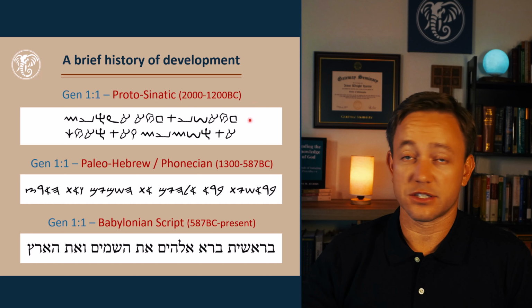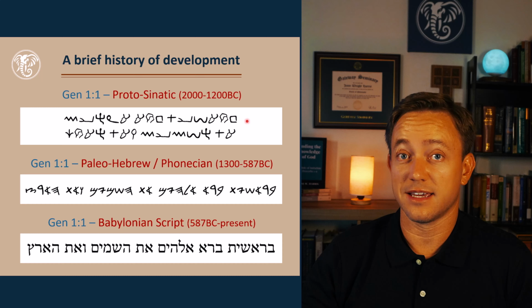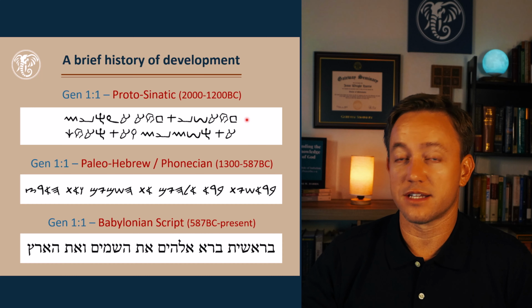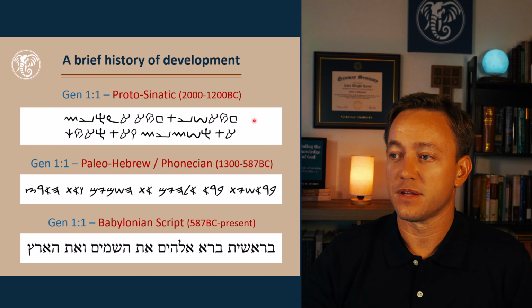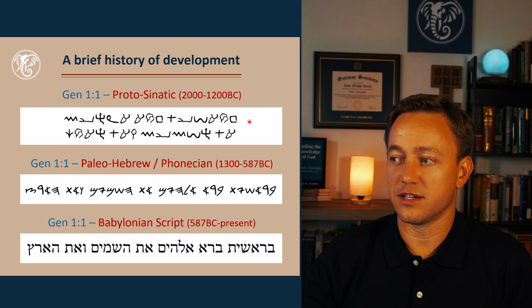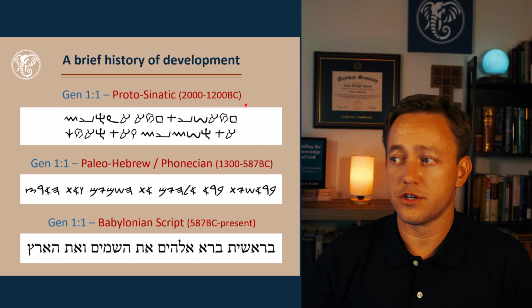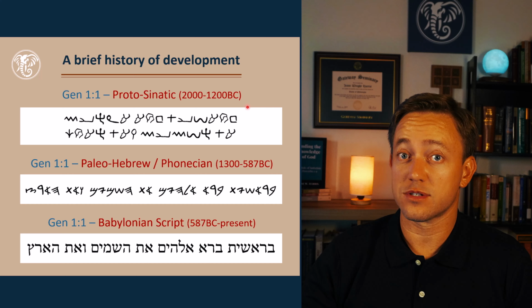And this is actually an example. Now, we don't have a record of this, but this is just me kind of recreating, if you will, Genesis 1:1 in this script or this writing style. So we don't, unfortunately, have Genesis 1:1 in the script. But as you can see here, this script dates from about 1200 BC to about 2000 BC.